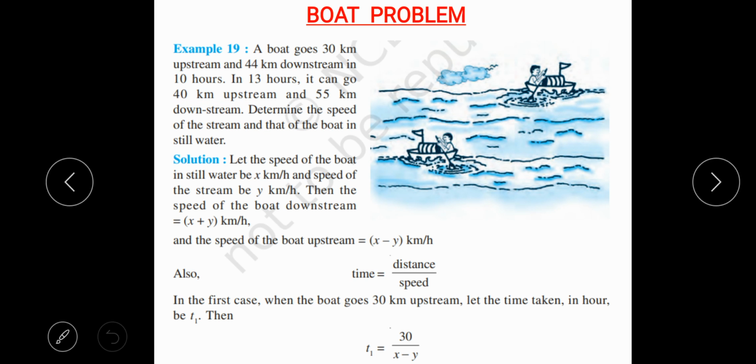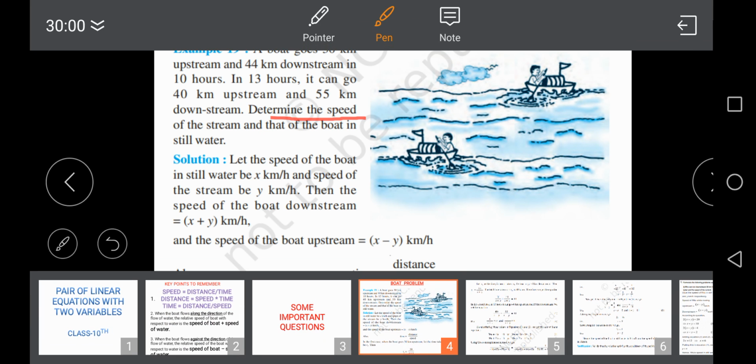Then you have to determine the speed of the stream and that of the boat in still water. Speed of the stream means the flow of water. You have to find the speed of the stream and the speed of the boat in still water.